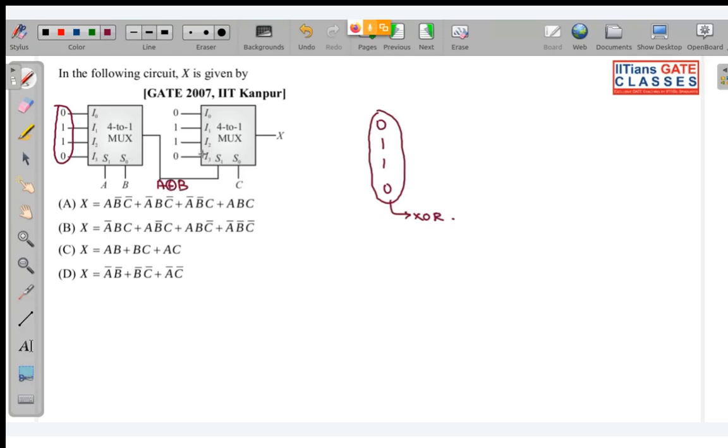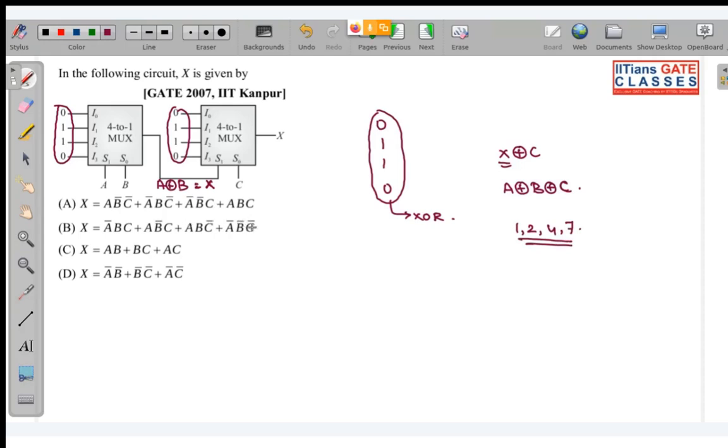Now again look, this input is A XOR B, or you can simply assume it to be X. Once again look, again this is 0, 1, 1, 0. So that means this is X XOR with C, and X is already A XOR B, so A XOR B XOR C. This corresponds to minterm 1, 2, 4, 7. So 1 will be written as A bar, B bar, C. So in which option do you see A bar, B bar, C?